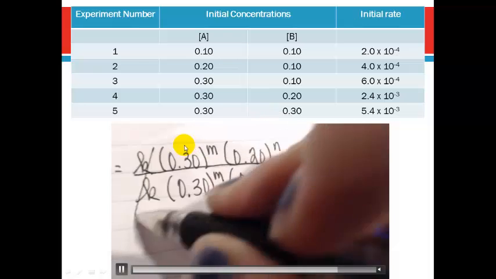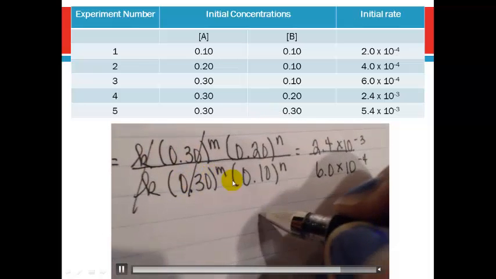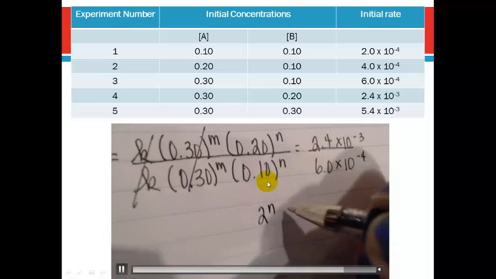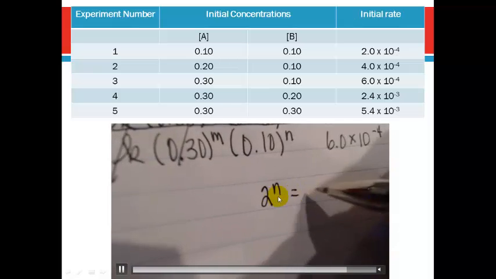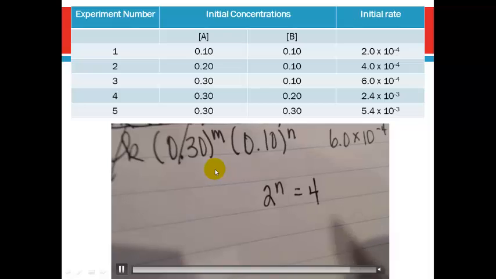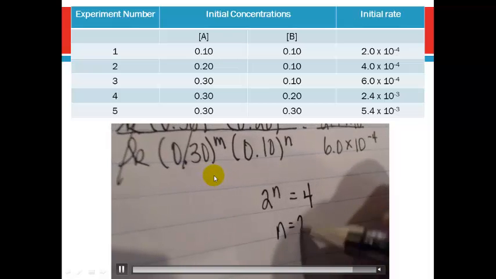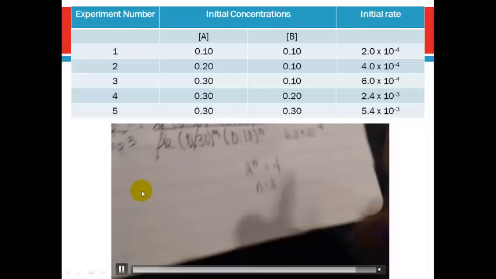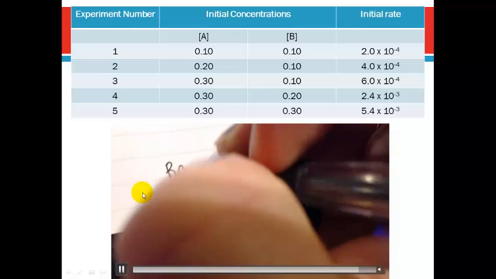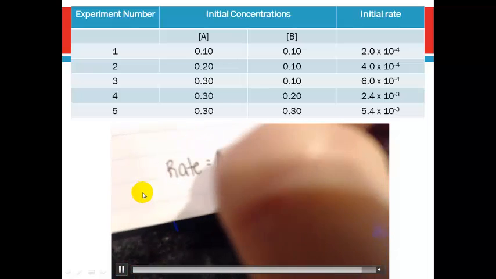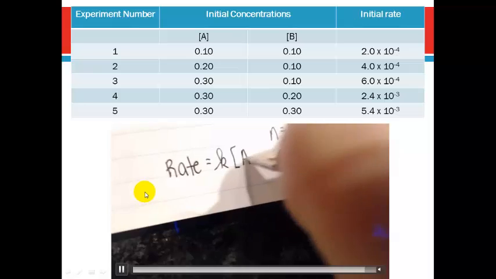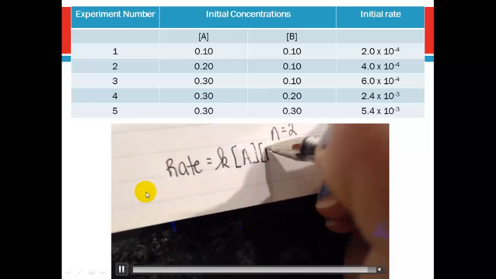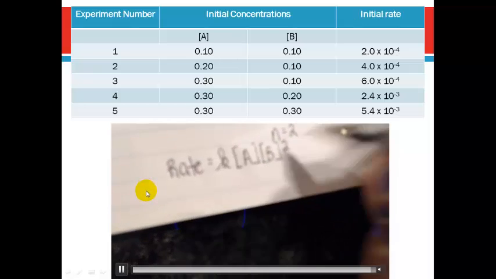And we will get, canceling out our K's, canceling out our 0.3 to the M's, 2 to the N is equal to 4. So we can see here that N must equal 2. So our rate is going to be equal to K times the concentration of A to the M, which was 1, times the concentration of B to the N, which was 2.